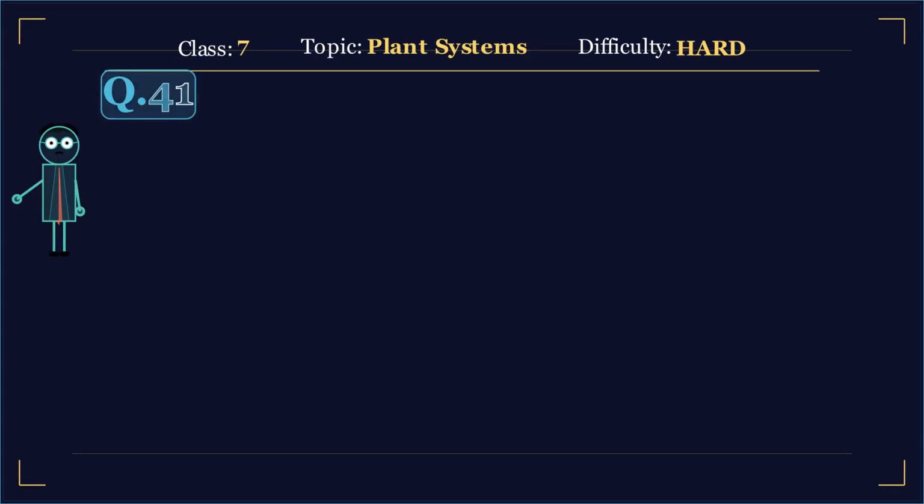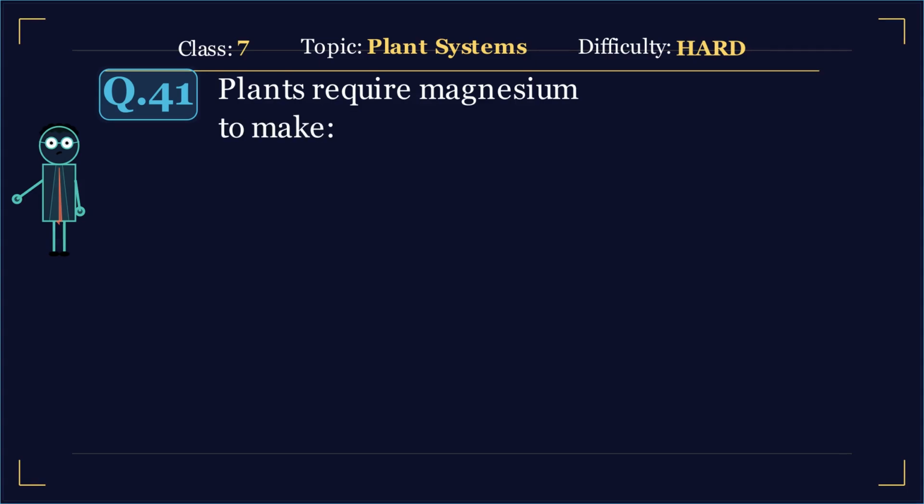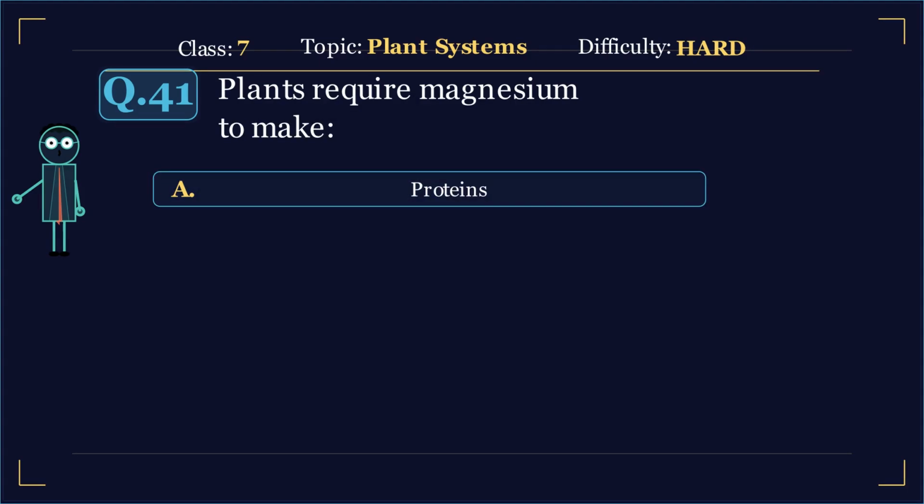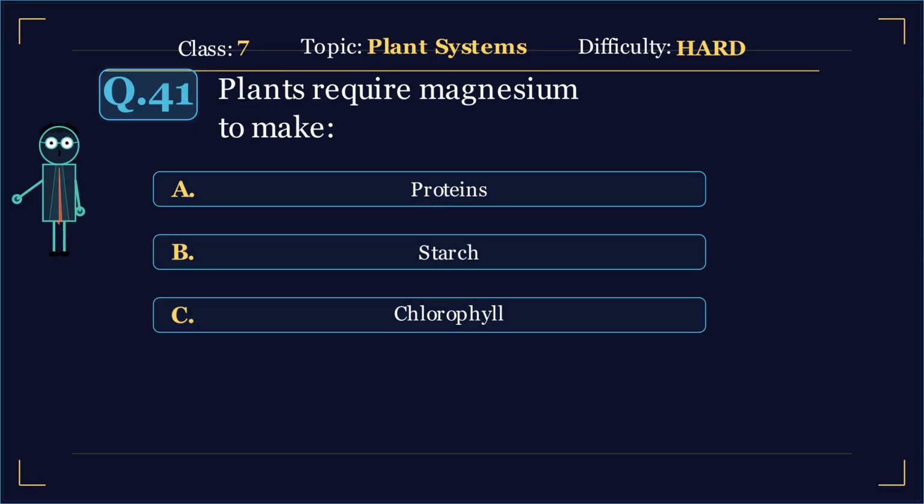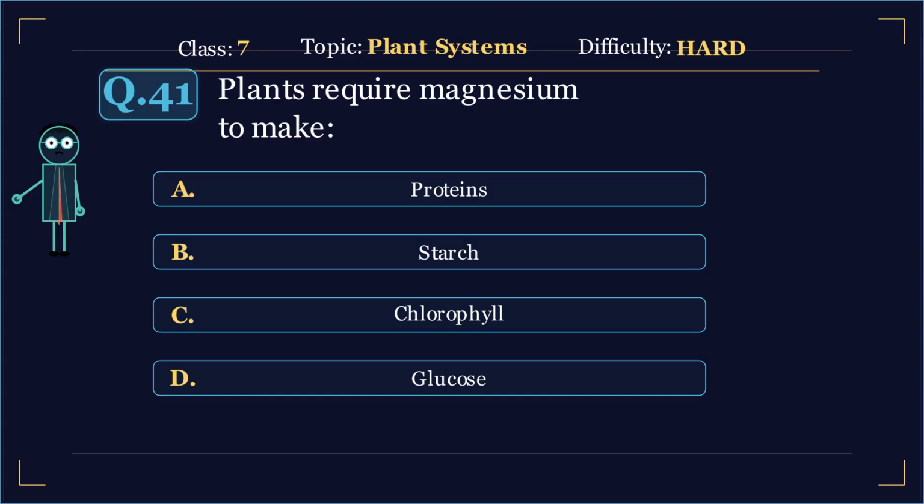Question 41. Plants require magnesium to make. Option A, proteins. Option B, starch. Option C, chlorophyll. Option D, glucose.